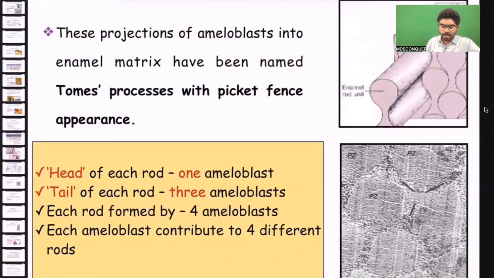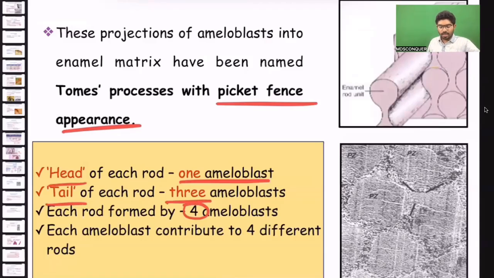So next one is Tomes process. Tomes process, picket fence appearance, very frequently asked question. Each rod is formed by how many ameloblasts? Yes, each rod is formed by 4 ameloblasts. One is going to contribute to the head and 3 are going to contribute to the tail.